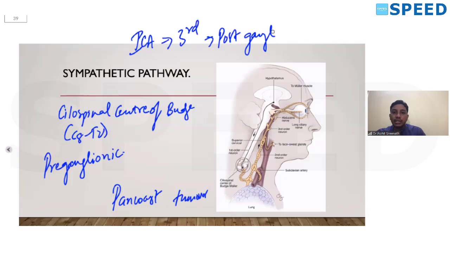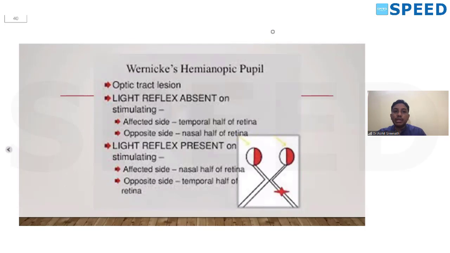Congenital Horner's, you should remember, is associated with iris heterochromia. That is another important point. Next, coming to the Wernicke's hemianopic pupil. Remember, any optic tract lesion. What did I tell you yesterday? 53% of the nasal fibers cross over at the optic chiasm, while the temporal fibers continue along the optic tract.